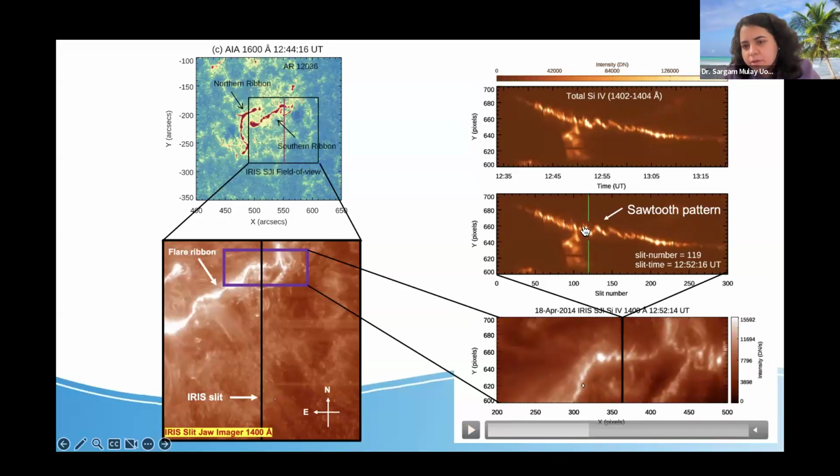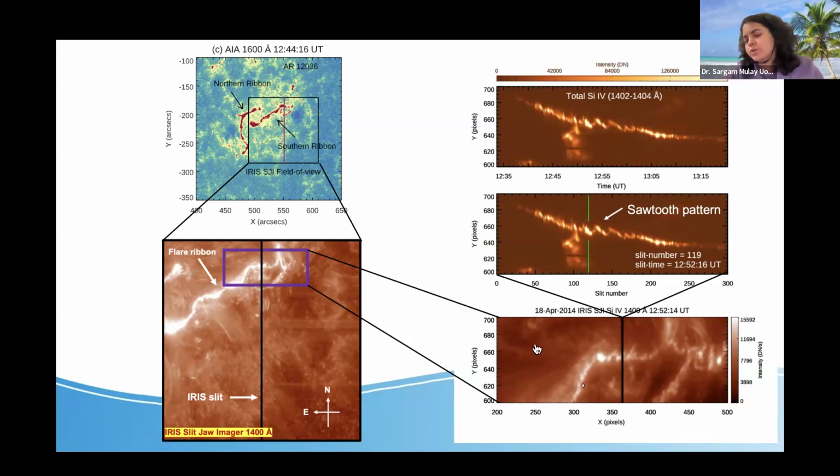Whenever this particular sorted pattern occurs, we see that these riblet structures move across the IRIS slit position, and you can see there is a brightening, then again faint emission, and then again a bright emission over here. That might be because of the riblet structure moving through the slit positions.